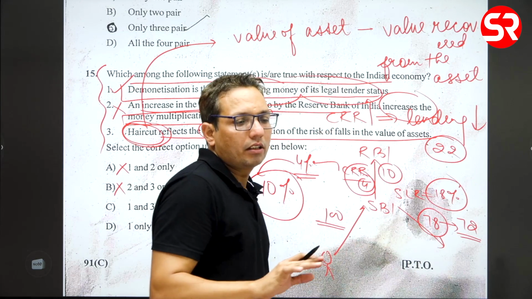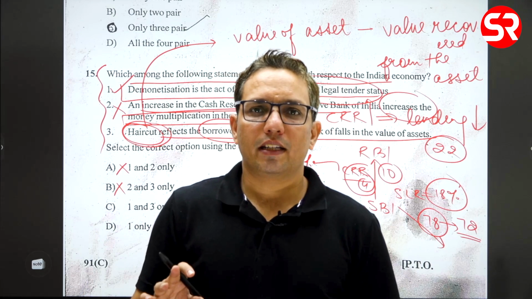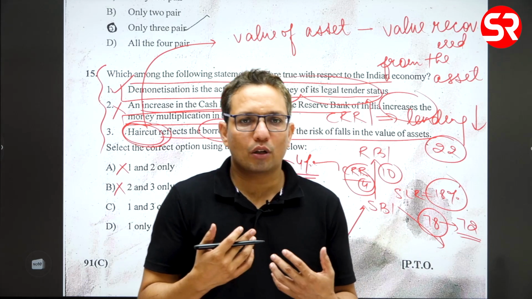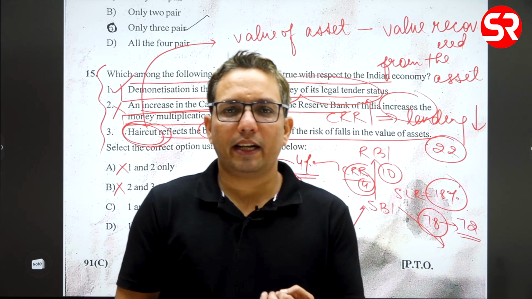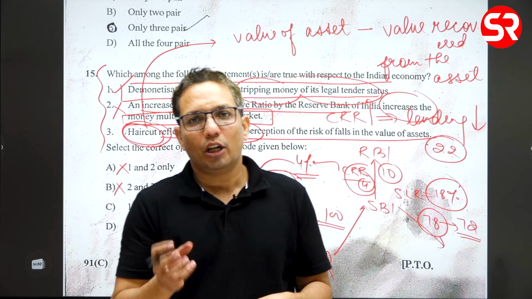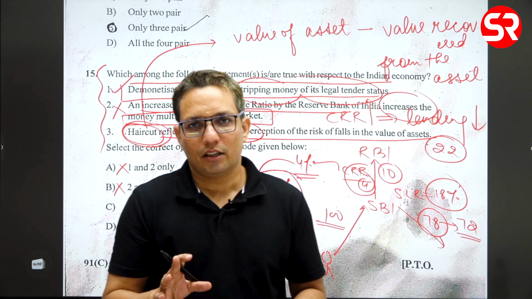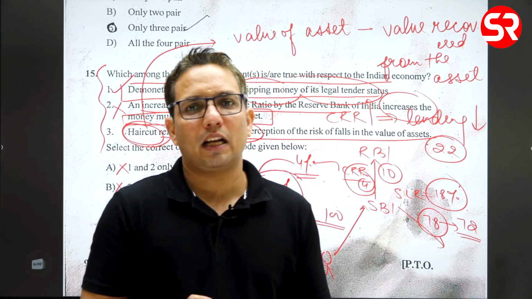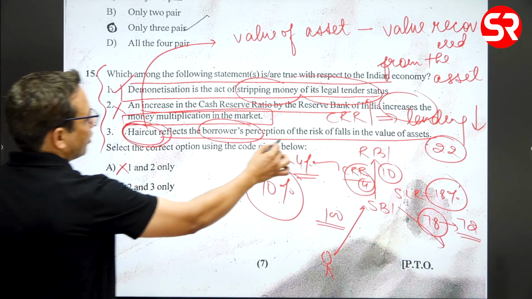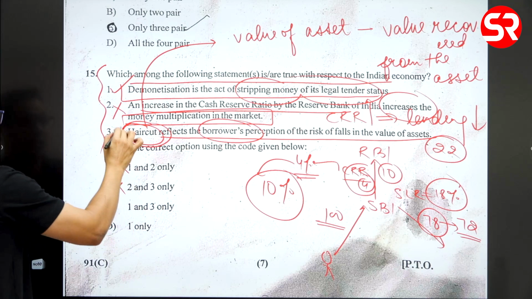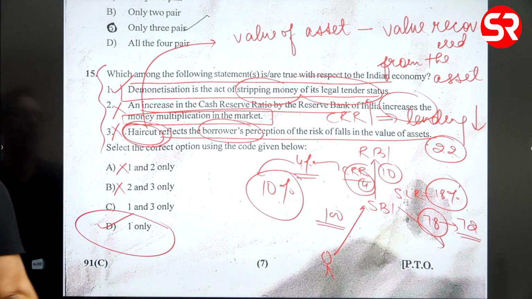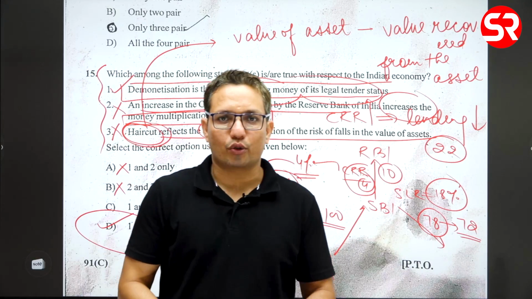In simpler words, suppose the outstanding amount for a bank is 1 lakh crore rupees, and the bank is able to recover only 80,000 crore rupees. So 1 lakh crore was outstanding, 80,000 crore is recovered, and 20,000 crore rupees will be the haircut. This is a sort of loss for the bank while doing recovery. So haircut does not reflect the borrower's perception of risk of falls in value of assets. This statement is wrong. Only the first statement is correct. The answer will be D. Let's now move to the next question.